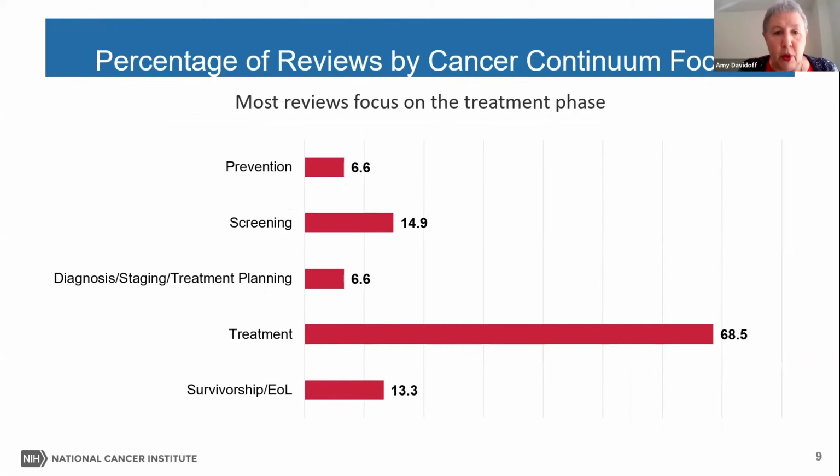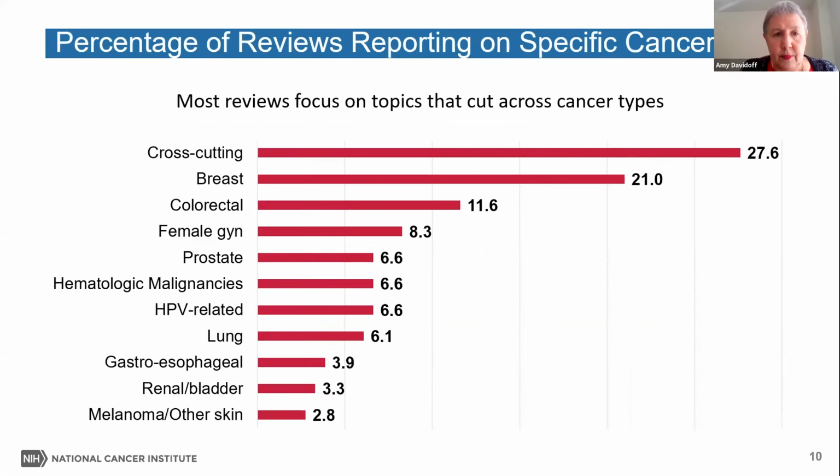Most of the reviews, again, over 2/3, focused on the treatment phase of the cancer continuum, followed by much smaller percentages focusing on screening and then survivorship and end of life. In terms of the type of cancer, the plurality of studies were cross-cutting in that they focused on some intervention that cut across multiple cancer types, but did not have any specific cancers mentioned in the study review. This was followed by breast and colorectal cancer.